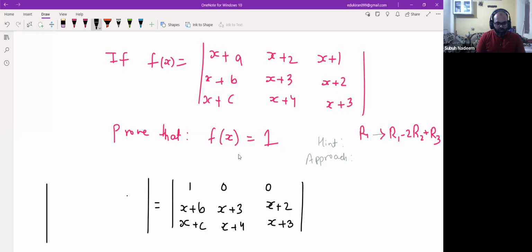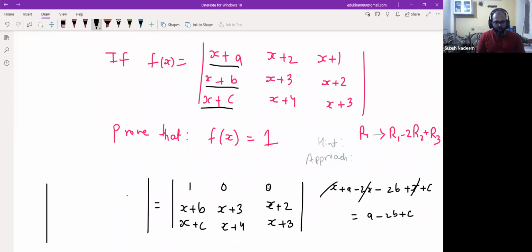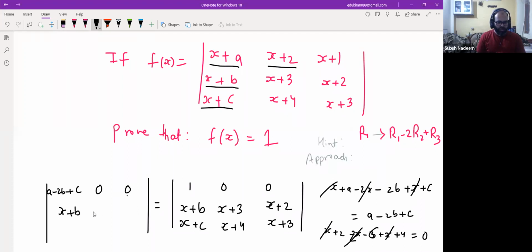So when we have here R1 minus 2 R2 plus R3, so R1 plus R3 minus 2 R2. So x plus a minus 2x minus 2b plus x plus c. So x plus x minus 2x, it is a minus 2b plus c. This will be the first one which you will get. When you do the second, it will become x plus 2 minus x minus 3, 2 times, so minus 6, plus x plus 4. So this will be 0, because minus 2x and plus 2x, and minus 6 plus 2 minus 4 plus 4 will be 0. This will also be 0 similarly. So you will get this, which Aditya has got.